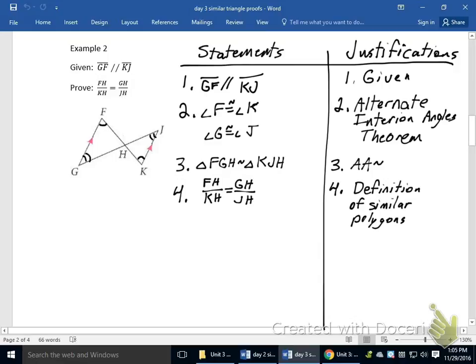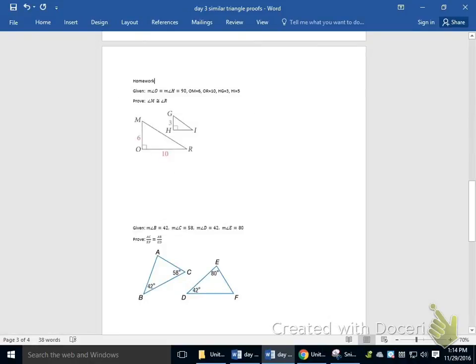All right, that wraps up this proof. All right, that wraps up our day. Here's your two problems for homework. We'll check over these in tomorrow's class and see how you're doing with them.